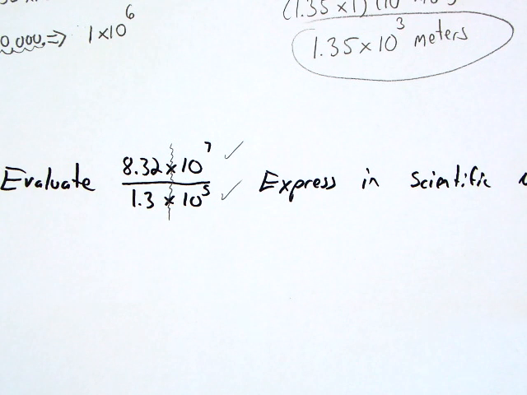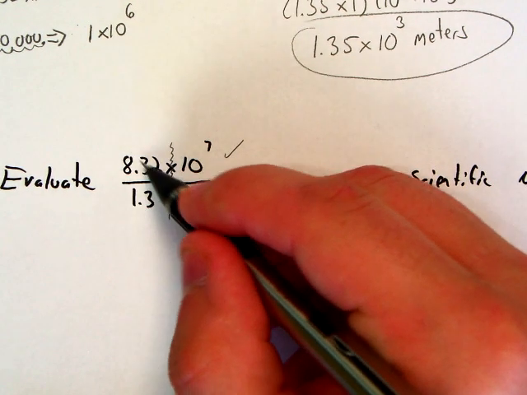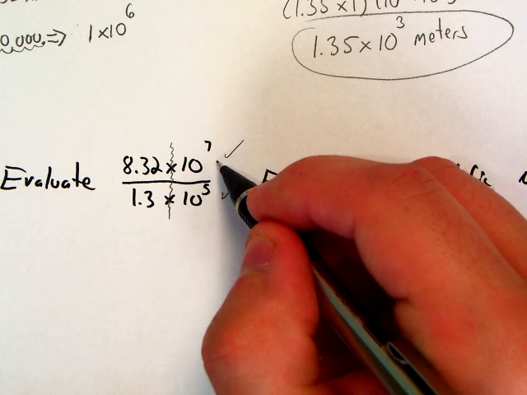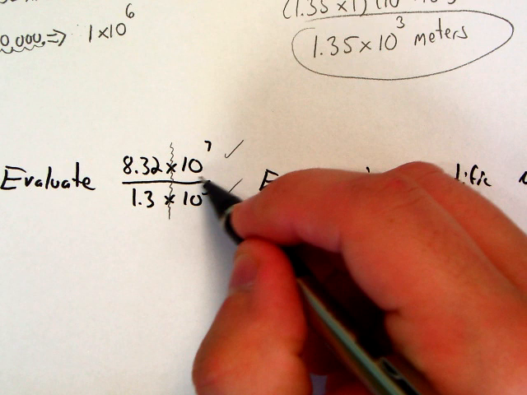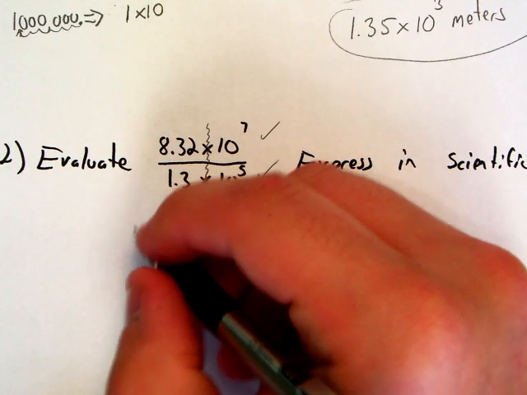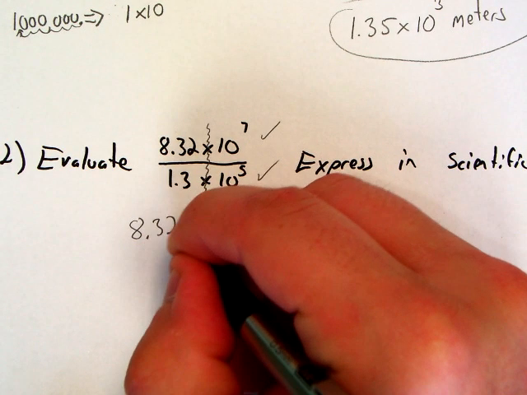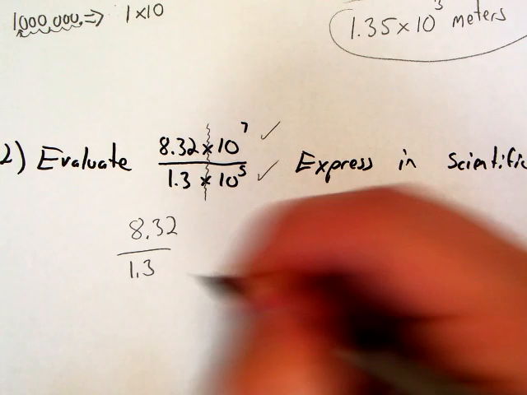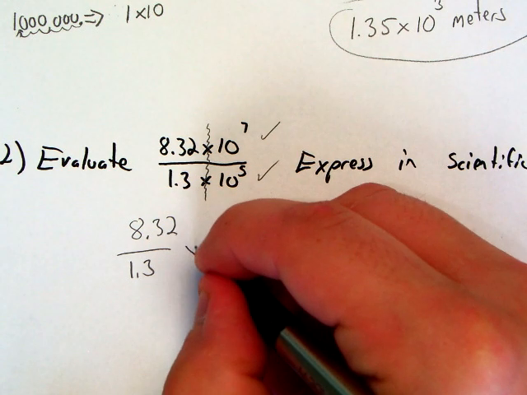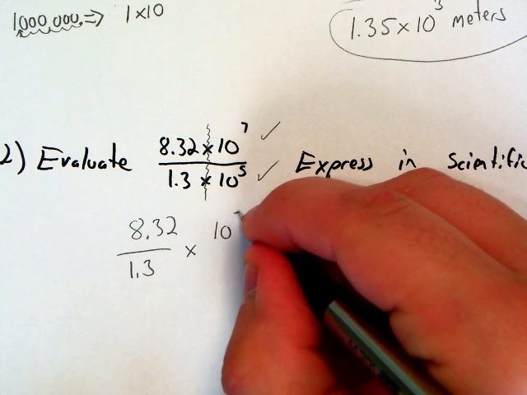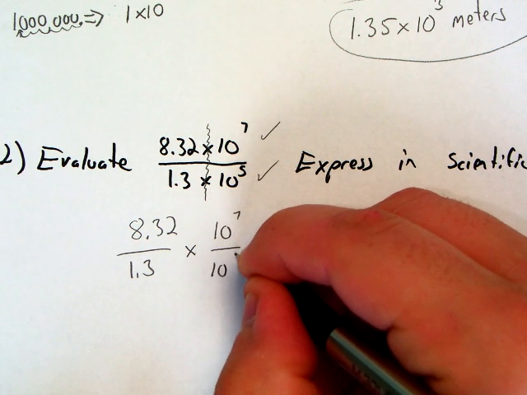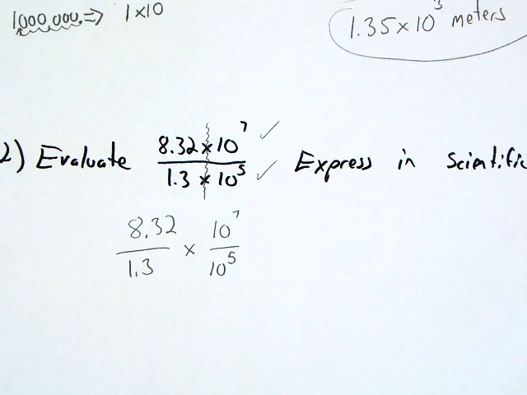Because when we multiply two fractions together, we multiply the numerators, and that's the new numerator. We multiply the denominators to get the new denominator. So this really becomes 8.32 over 1.3 times 10 to the 7th over 10 to the 5th. So that's really what this turns out to be.